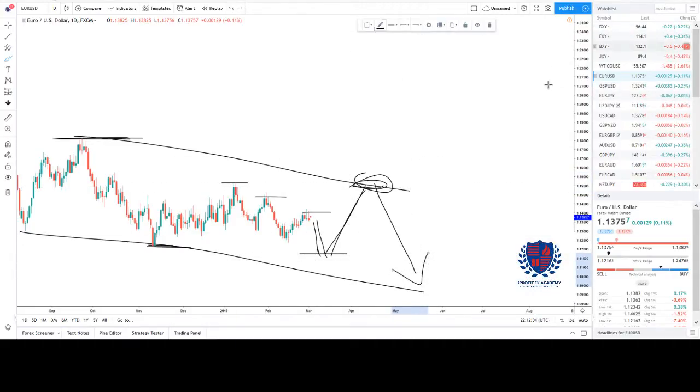It depends on what the dollar index does as well. Let's see what happens once we get the break of the high on the dollar index and the break of the low on the Euro dollar.